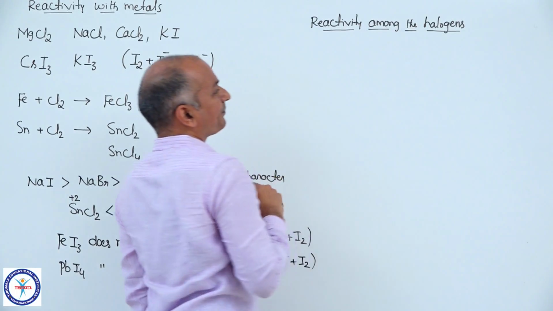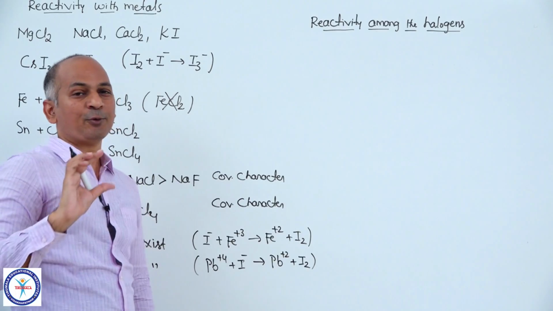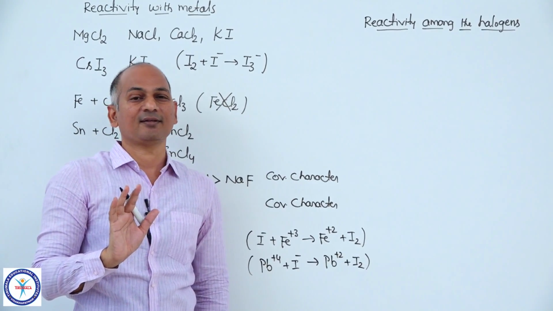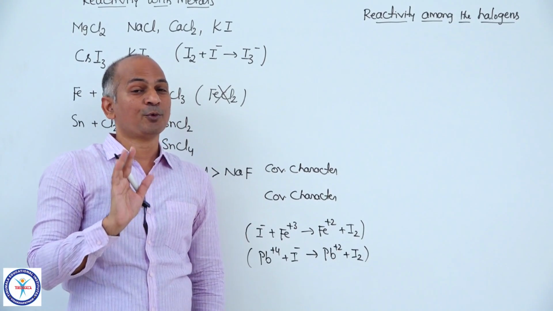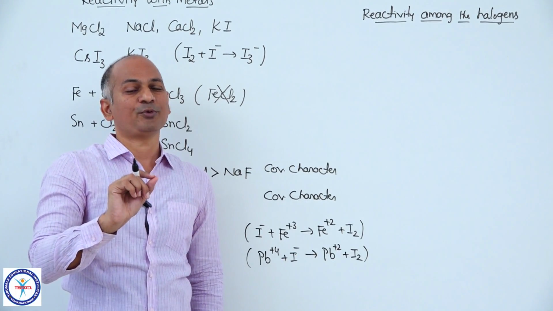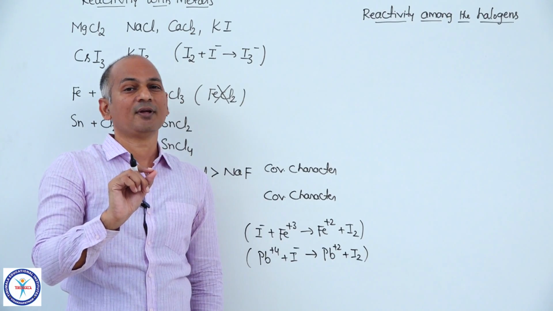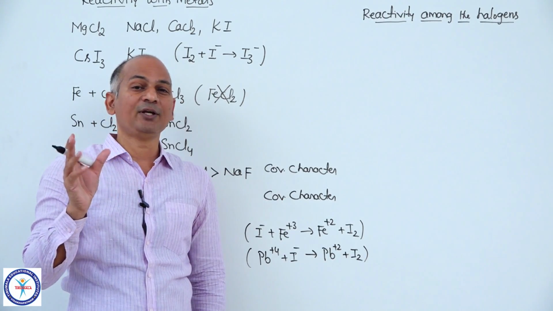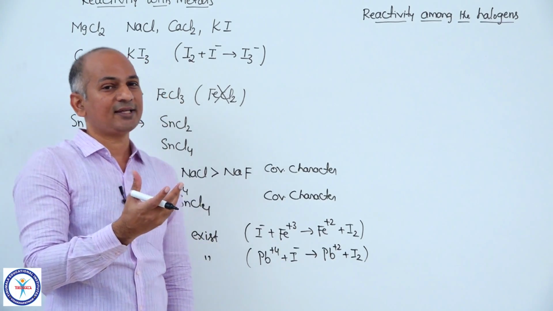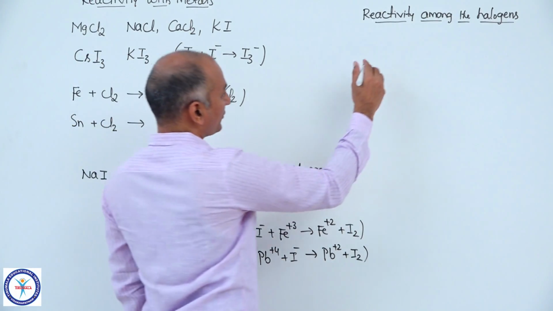Generally, the elements in a group do not react with each other, but group 17 is an exception to that. There are so many compounds which are formed because of a reaction between two different halogens, and these compounds are called interhalogen compounds.